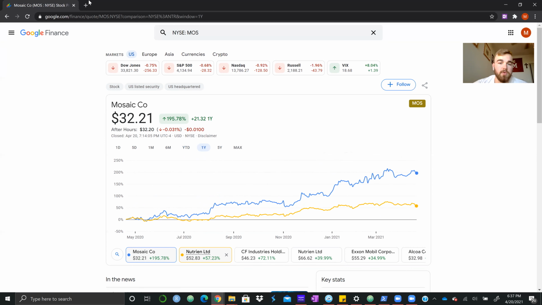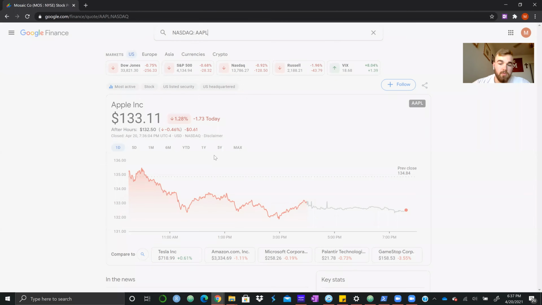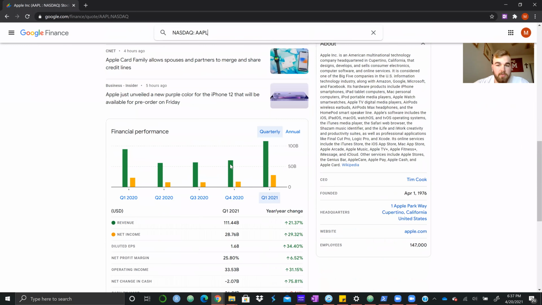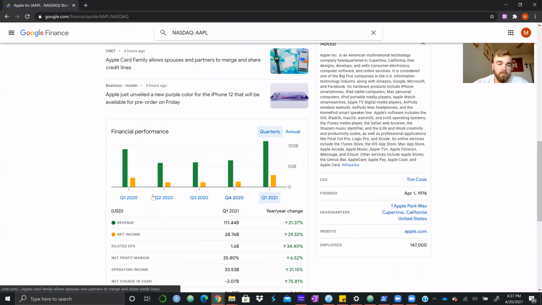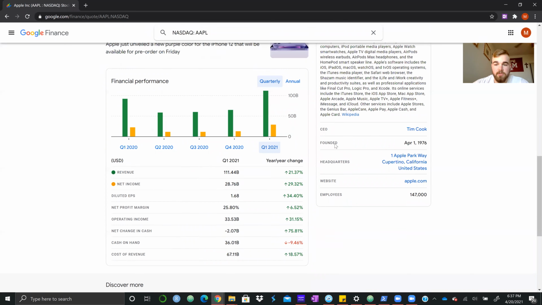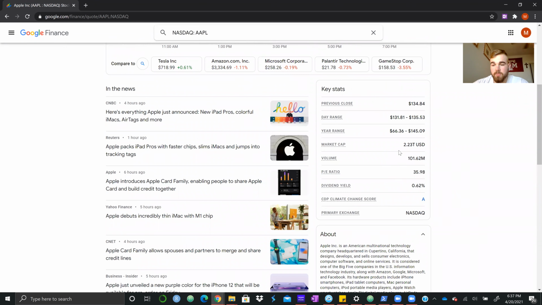But that's one of the really nice things about Google Finance. And you can look up anything on here. So let's say you wanted to go for something a little bit more name brand, talk about Apple. And so we can pull up information on Apple. We have all the news, things that happened recently, because news can really change a stock's price. We can look at their financial performance. We have all the information here. We have some of their previous information about the stock.